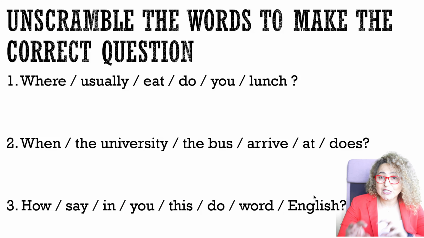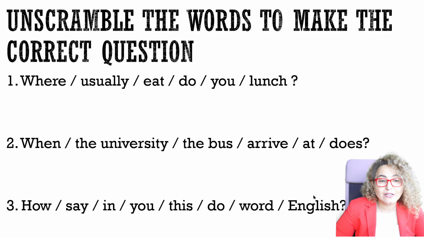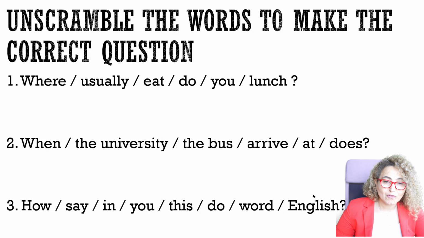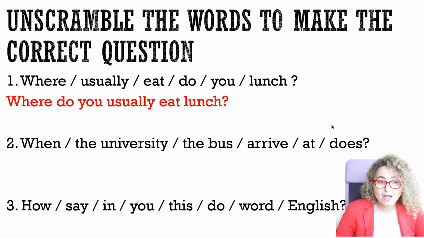Let's look at these unscramble questions and try to put them in the correct order. So I'm going to give you a few seconds to look at it and try to put it in order. So number 1, where usually do you lunch? How can we put it in the correct order? Where do you usually eat lunch? You have to notice the correct order when you're asking the question. Where do you usually eat lunch? I eat lunch in a cafe, for example.